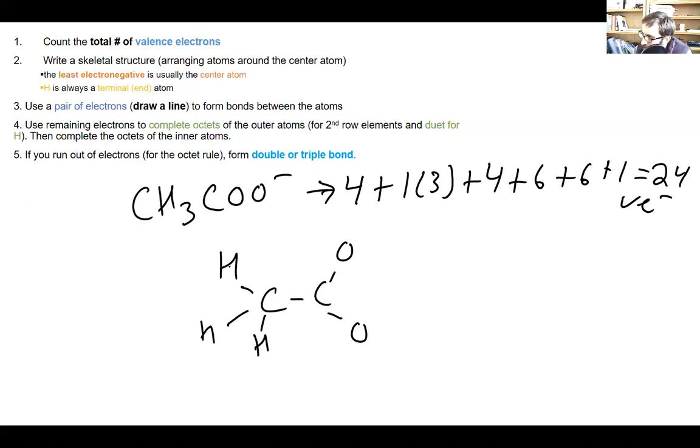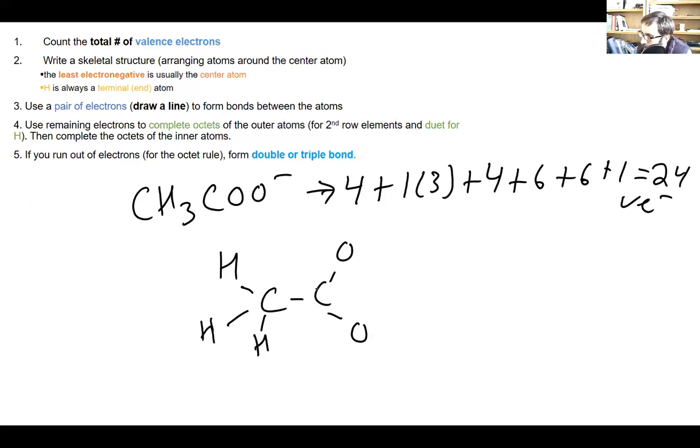Well, the hydrogens are good. They're the duet rule. They all have 2. So hydrogens, we're going to leave those alone. This carbon is actually good because look, it has 2, 4, 6, 8. Okay. This carbon's not good. It has 2, 4, 6. So that's going to need to be fixed.